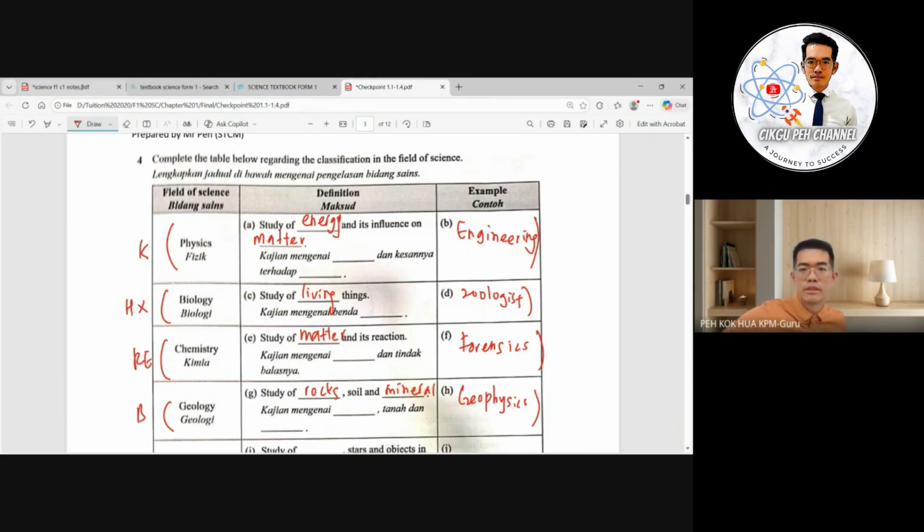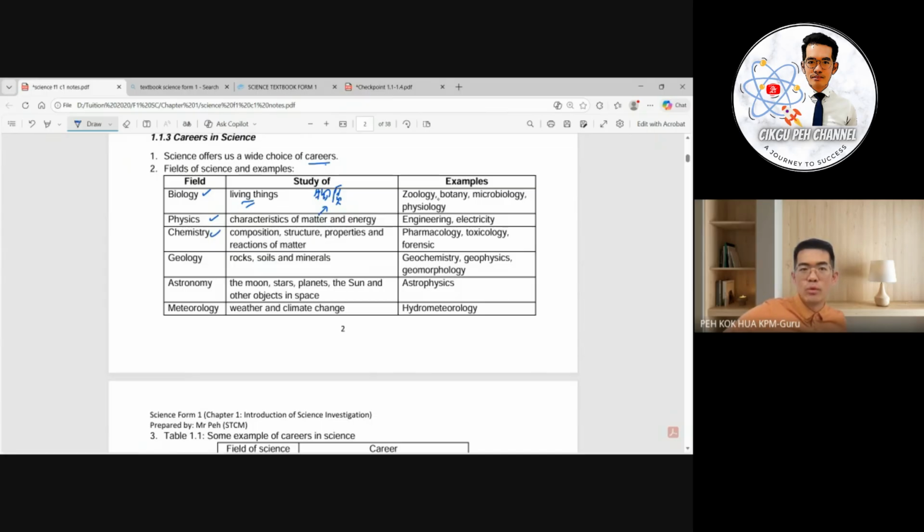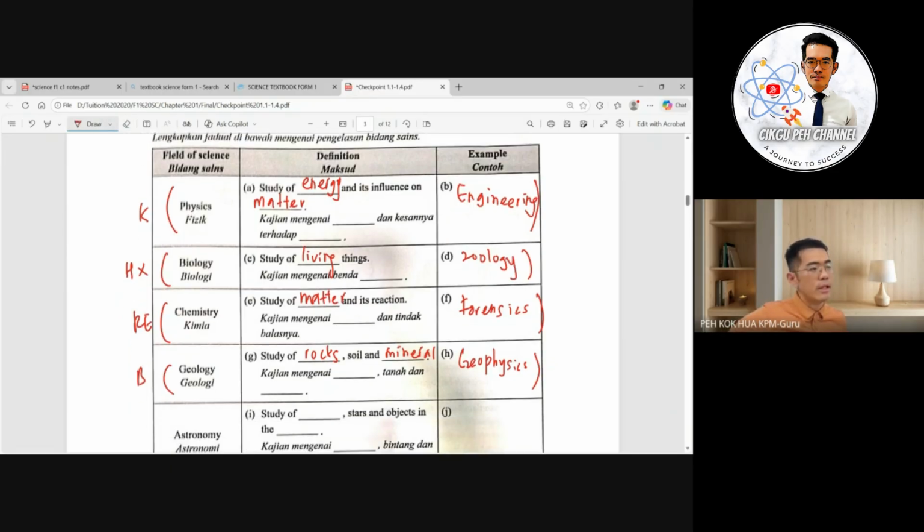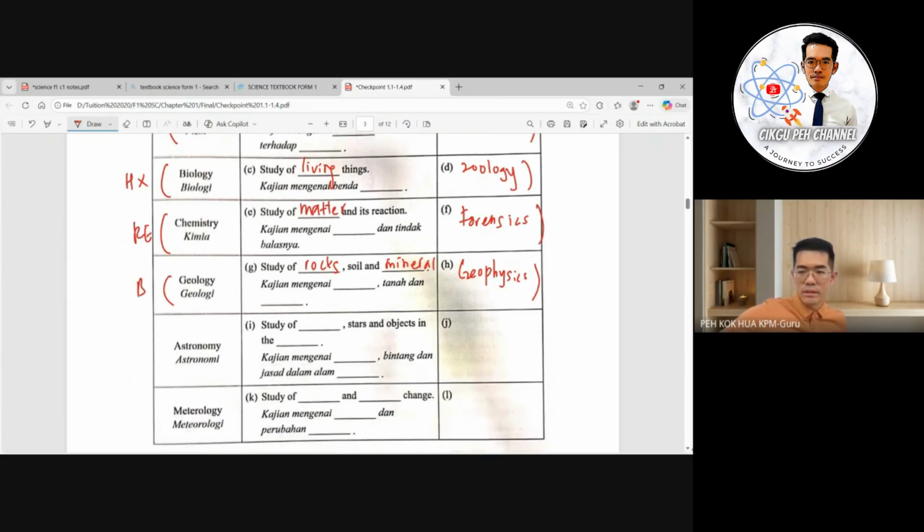Okay, spelling G-Y, yes. So thank you for the correction. So zoology, we follow the terms we went through just now. Then the G, rocks and mineral. Study of rock, soil, and mineral. Then for example here we have geophysics. Okay, clear? Okay, so now we go to the next.